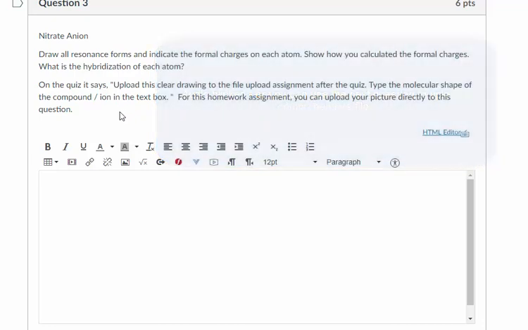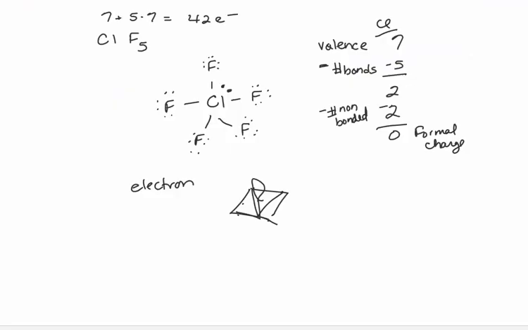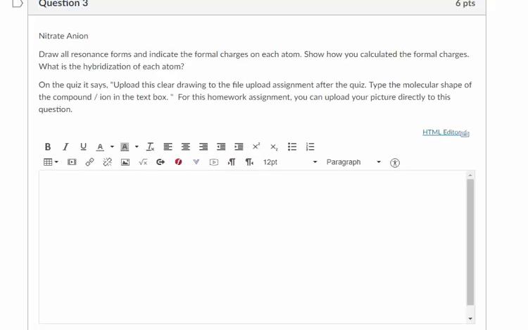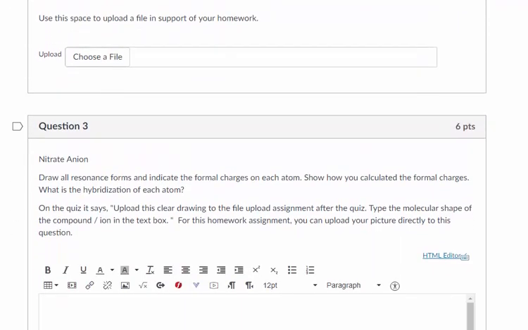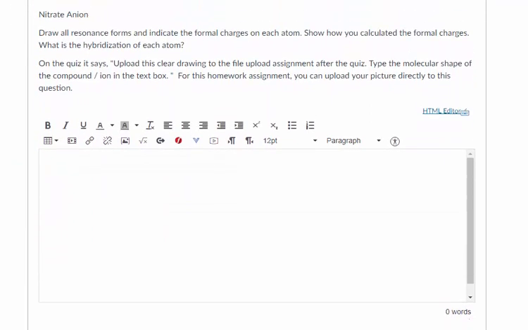Number 3. The nitrate anion. We're going to be drawing all resonance forms and indicating the formal charges. I would suggest that you do this on one page. You can upload the one image to this question if you don't want to also upload a separate file for number 1. That's fine. So the nitrate anion is NO3 minus.